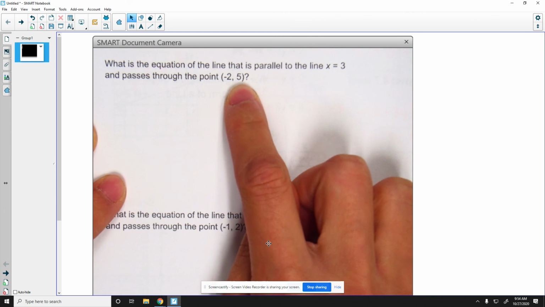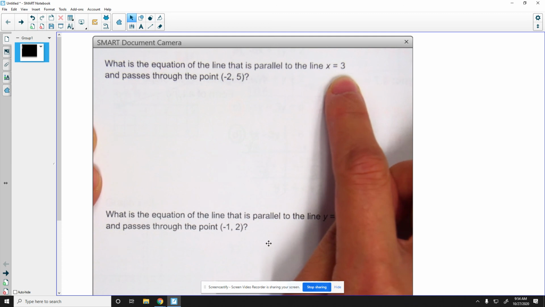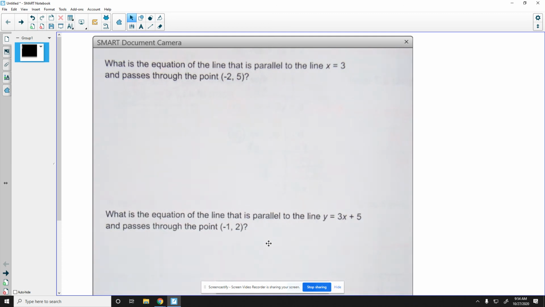This one's a kind of weird one because they don't give me a y equals mx plus b. They just give me x equals and then some number. So it's weird, but it's actually much easier than it would be if this were a normal problem. Can someone raise their hand if they think they know what to do for this problem?